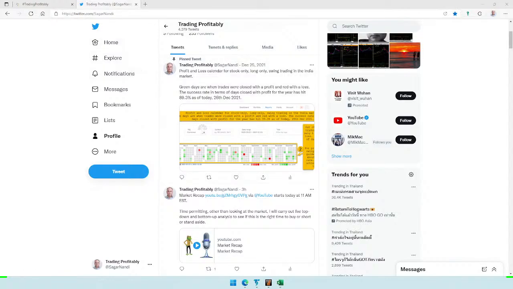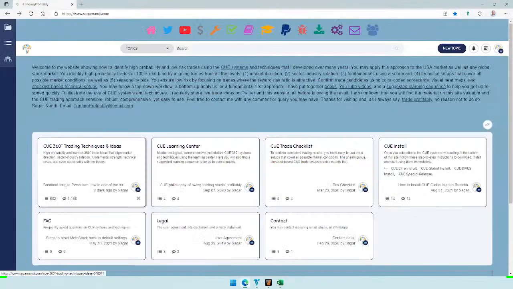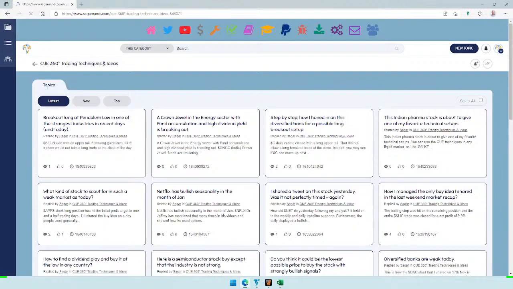Now, as usual, I from time to time shared some trade ideas. What I wanted to do today before looking at the market, see how those trade ideas worked out. Did they confirm a trade setup? And if they did, how did it work? I will focus on the ideas that I shared in the USA market, not on the Indian market.